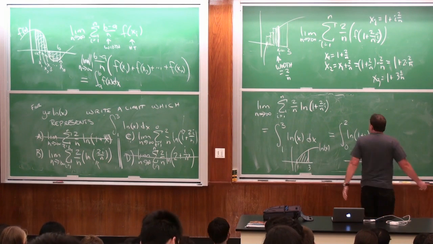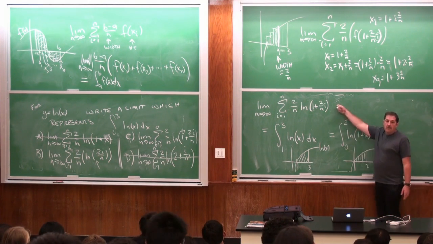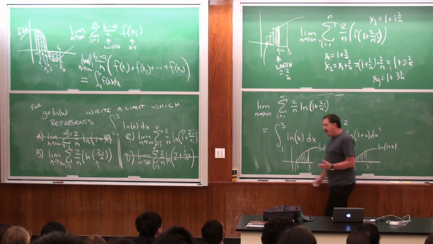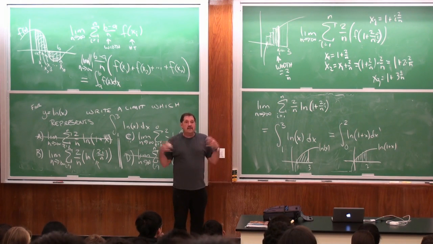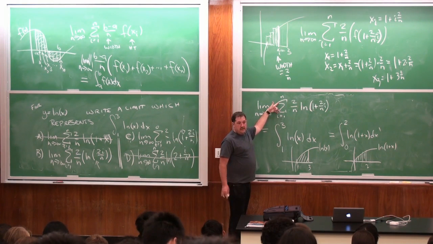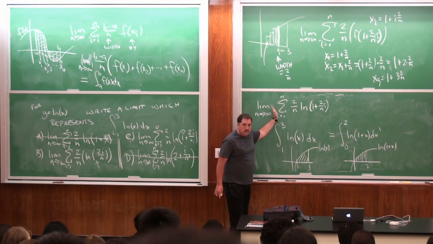So if you have a question, write the integral which this represents. That's not a reasonable question. That's like saying, write the name of a student in this class. There are lots of different names in this class. There's lots of different integrals that this represents. They all have the same value, but they vary. Okay?